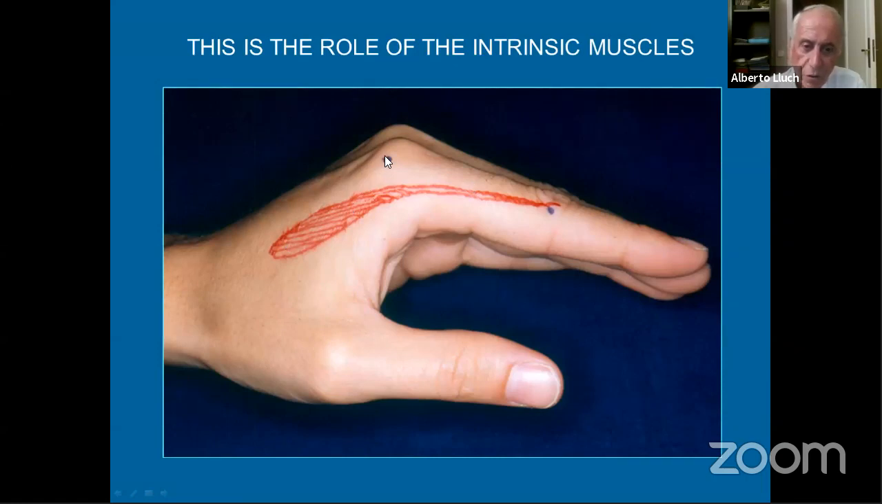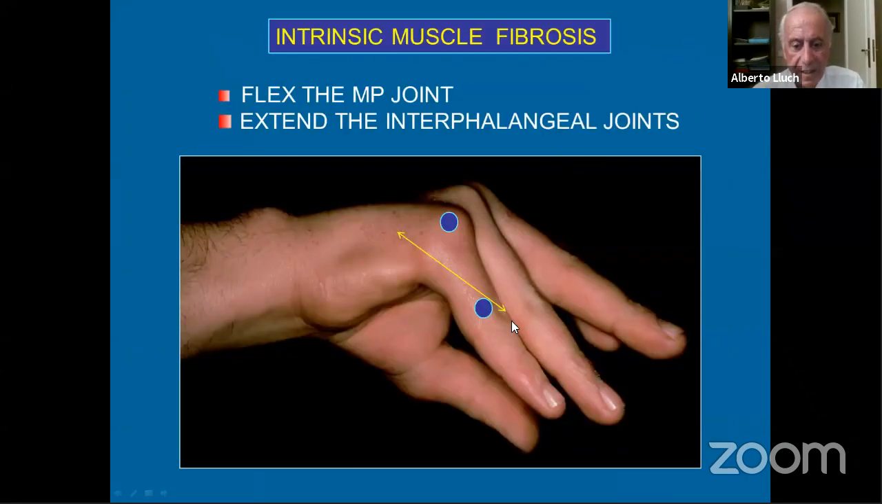They pass volar to the axis of rotation of the MP joint and dorsal to the axis of rotation of the PIP joint. So the intrinsic muscles flex the MP joint and extend the interphalangeal joints. This is a clinical case of intrinsic muscle fibrosis, described by Finochietto, in which we can see that the muscle has been fibrosed and it's contracted, retracted. There are no creases here, and the MP joints are flexed and the interphalangeal joints are extended.